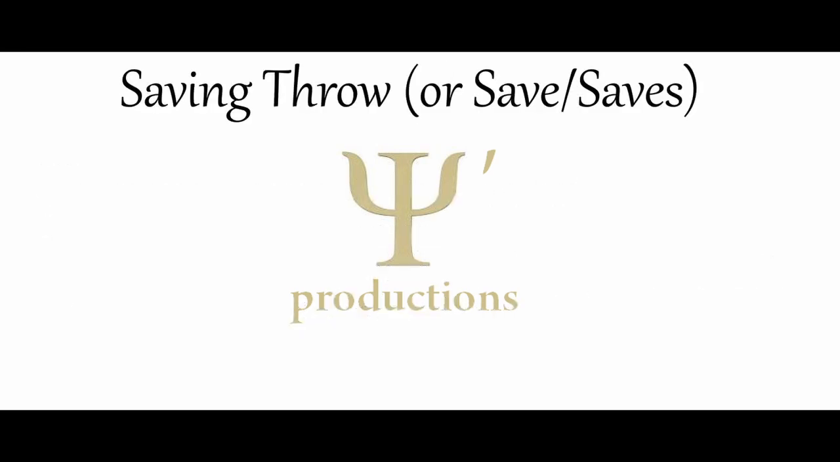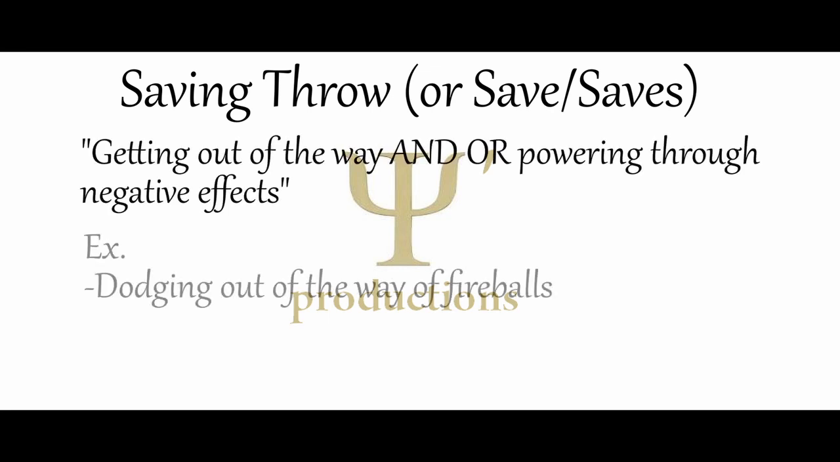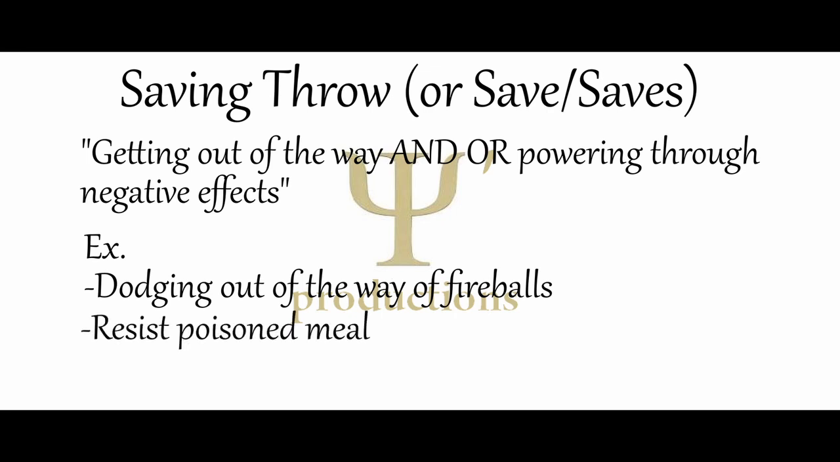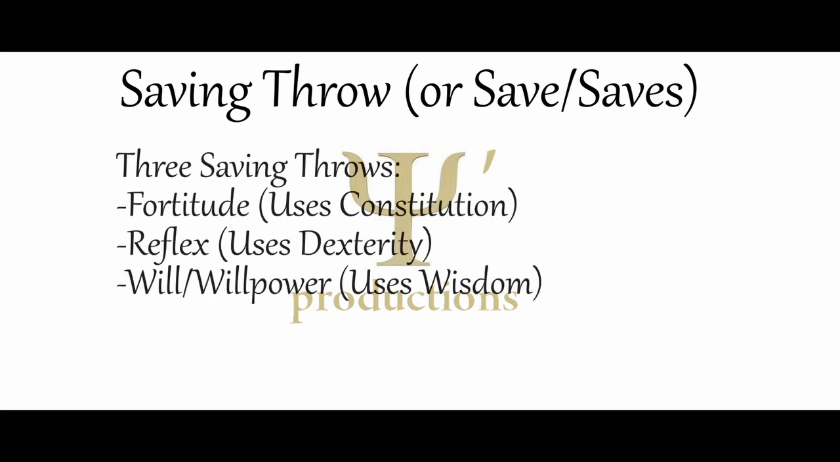A saving throw. A saving throw is probably the weirdest bit to explain to newcomers, but essentially your character's ability to resist negative effects. Want to dodge out of the way of that fireball? Saving throw. Want to resist that poisoned meal someone slipped you? Saving throw. Want to resist that mind control spell? Saving throw. In Pathfinder, there are only 3 saving throws: Fortitude, which is resisting things like poison and disease; Reflex, which is getting out of the way of bad things; and Will, which is helping fight off mental effects.